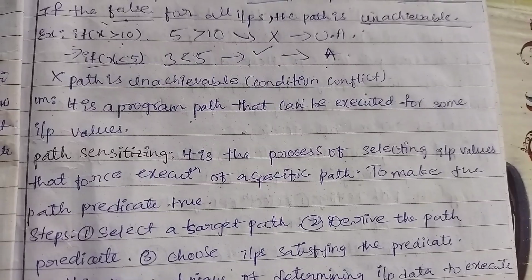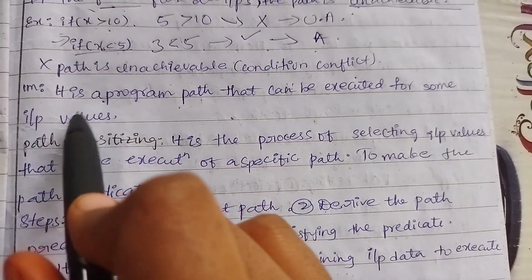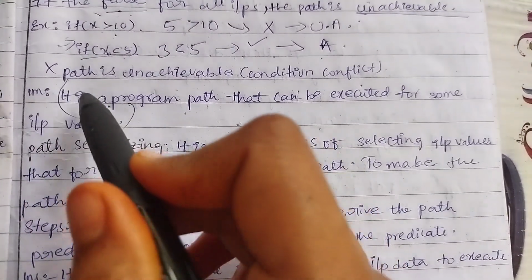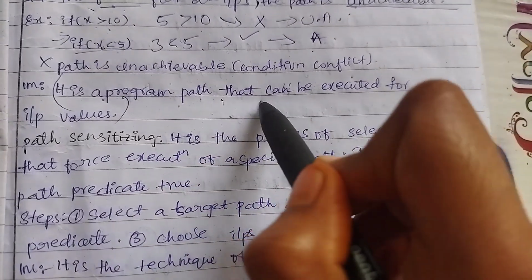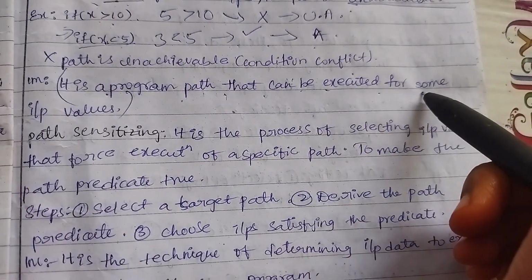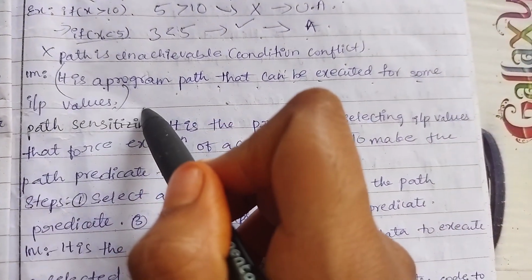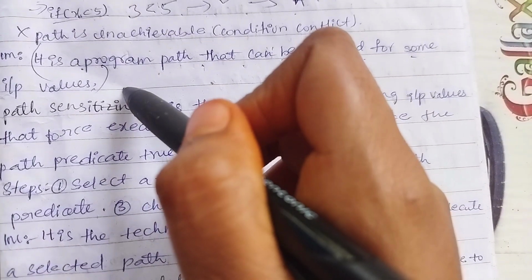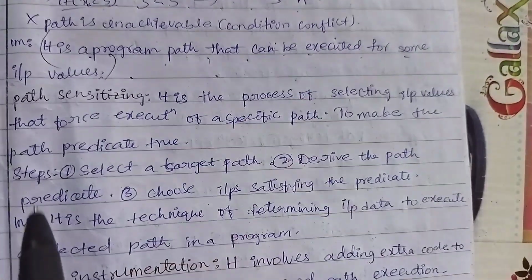For one more question, this definition is useful. It is a program path that can be executed for some input values, known as an achievable path.